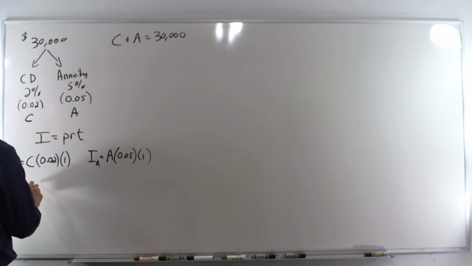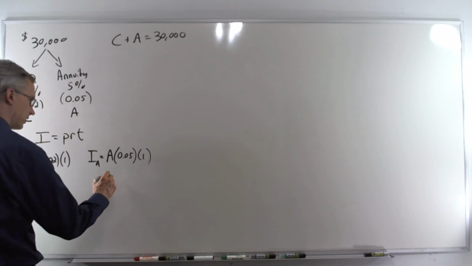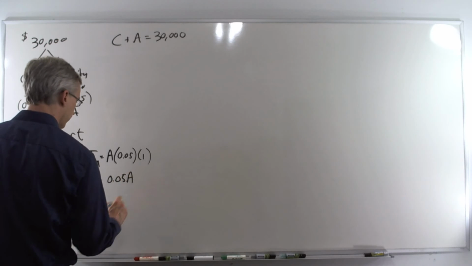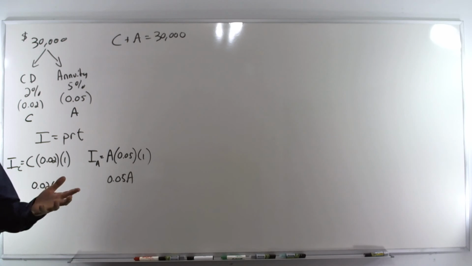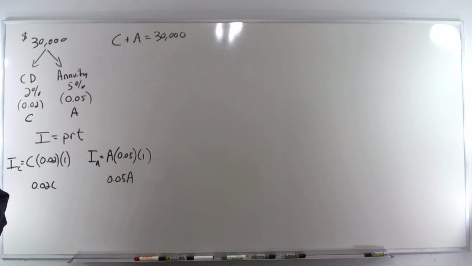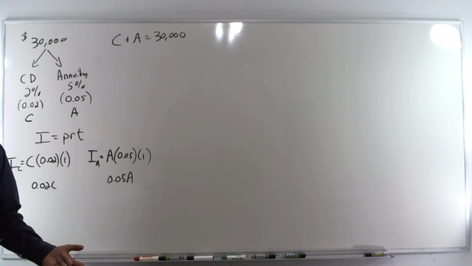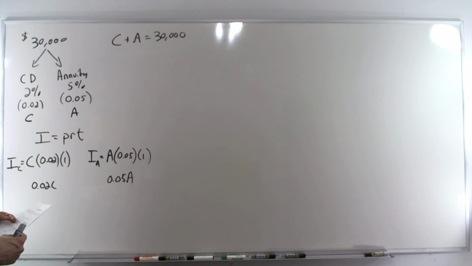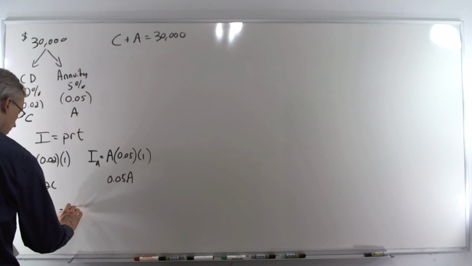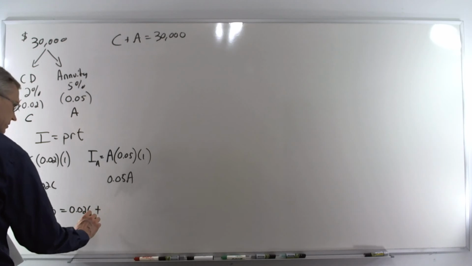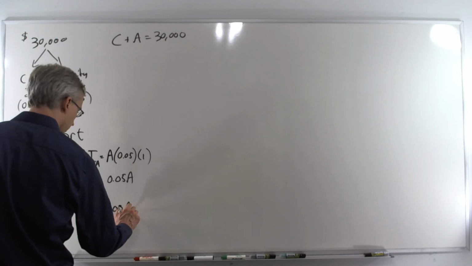If we simplify this, we get 0.02C, and here we get 0.05A. So there's the amount of interest that we're making on each account. At the end of the year, that's how much you make. Now we're given in the problem the total annual income is $1,140. This is the amount that we make off the CD. This is the amount that we make off the annuity. When we add them together, it gives us 1,140. So there's our other equation. 1140 equals 0.02C plus 0.05A.